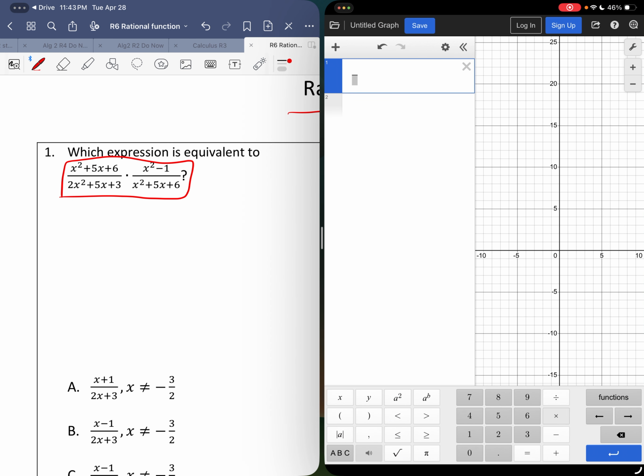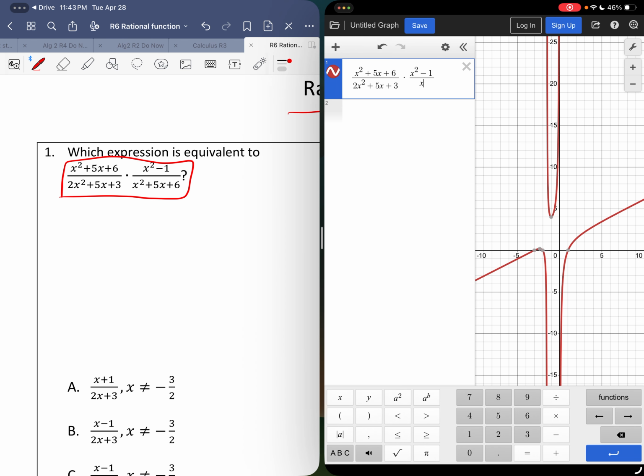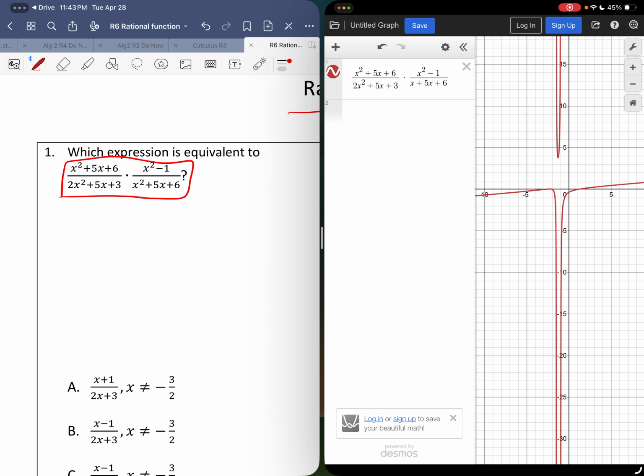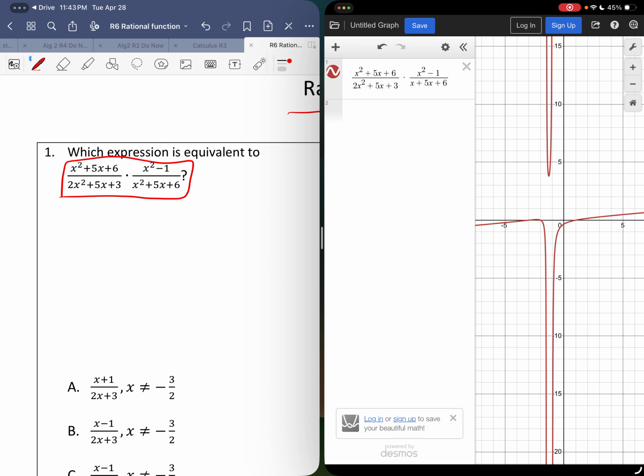So I'm going to put fraction times fraction. So x squared plus 5x plus 6 over 2x squared plus 5x plus 3, times x squared minus 1 over x squared plus 5x plus 6. So we have this interesting looking graph. Let me double check if I have made any mistake.